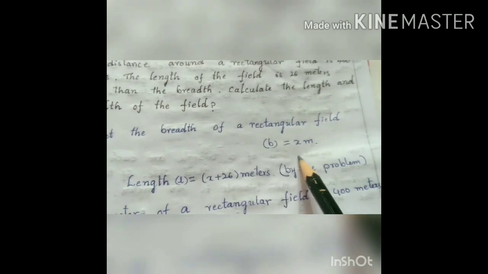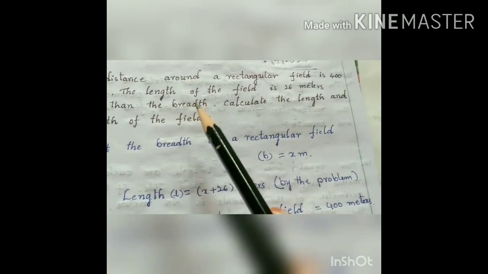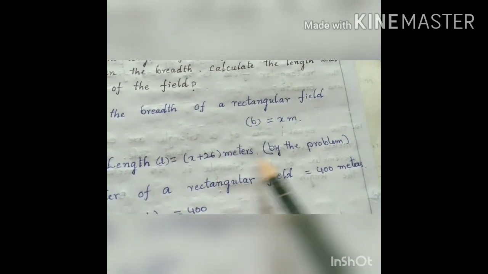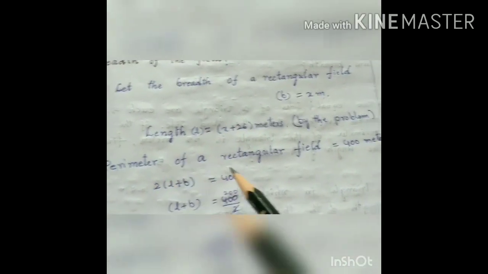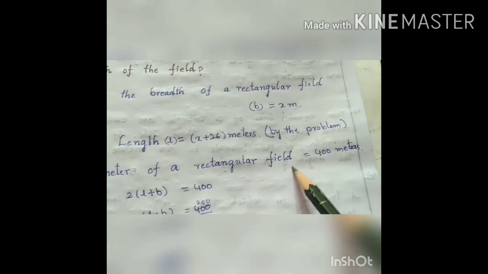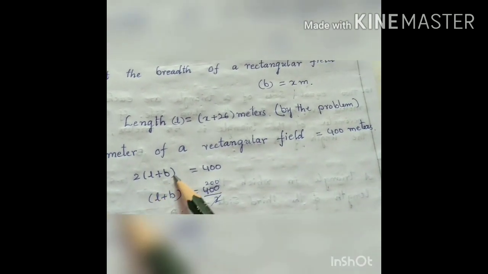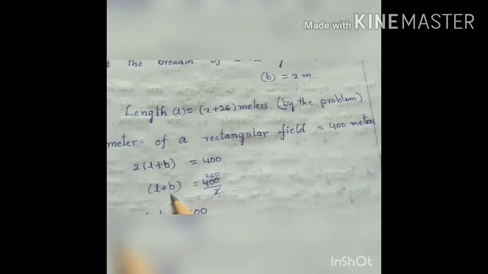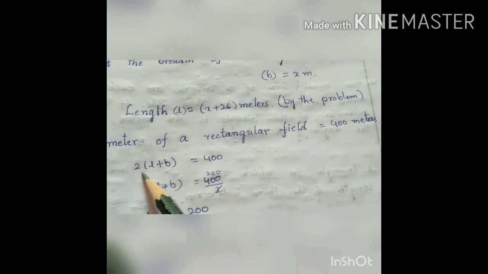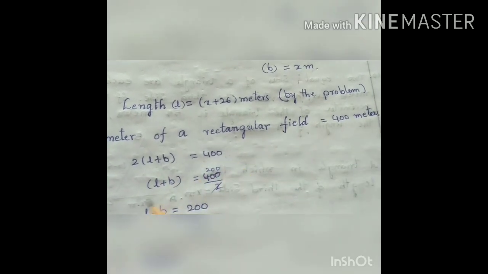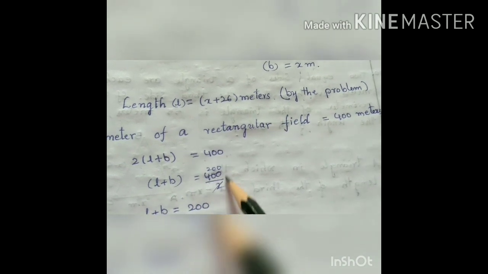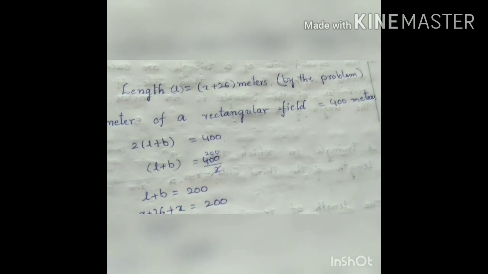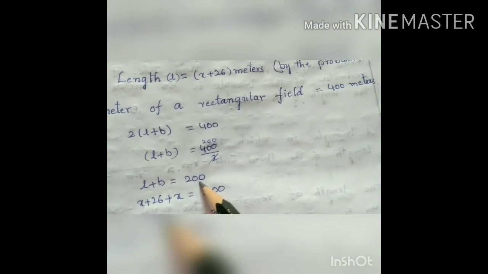What is the breadth here? You have to take x. So length is more than means adding, so x plus 26 meters. It is the length. So the perimeter of the rectangular field: what is the formula? 2 into (L plus B) equals, by the problem, 400. So 2 into (L plus B) equals 400, so L plus B equals 400 by 2. 2 twos are 200, so L plus B equals 200.